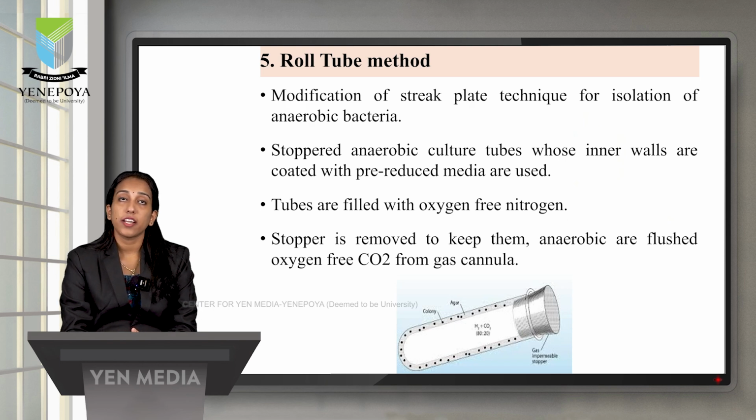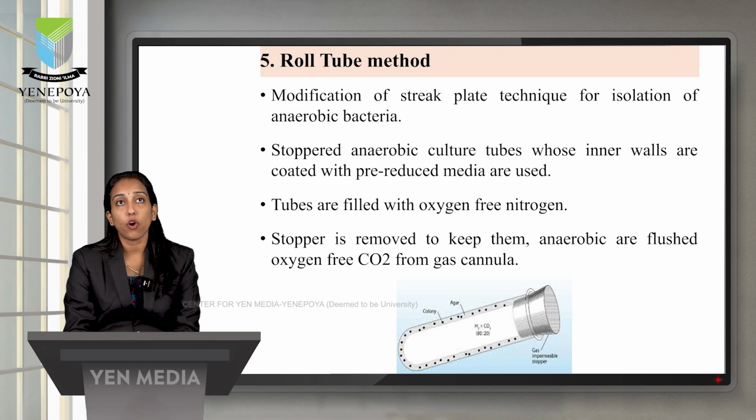Then the last method in isolation of pure culture is the roll tube method. This is another variation or modification of the streak plate method. Here also we were streaking, but the difference is that here we isolate anaerobic bacteria. We were giving an anaerobic condition. Here a stoppered anaerobic culture tube is used, and the culture tube's inner wall is coated with pre-reduced media, and it is filled with oxygen-free carbon dioxide with the help of a gas cannula.